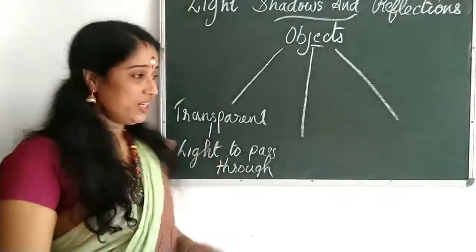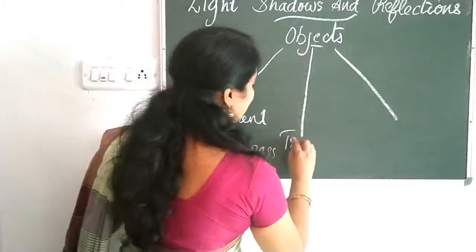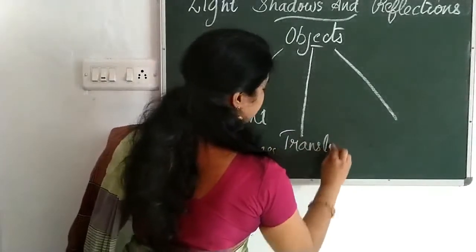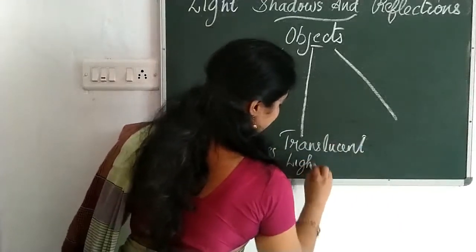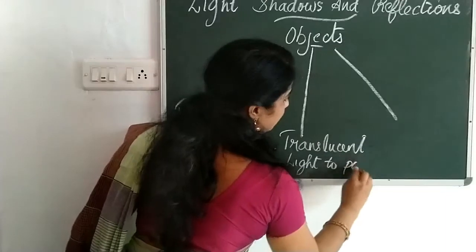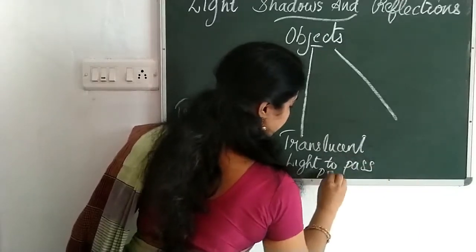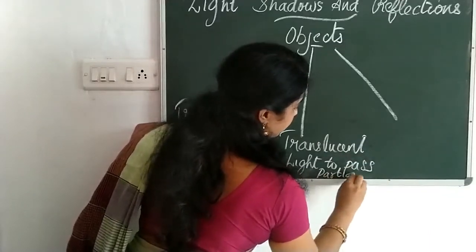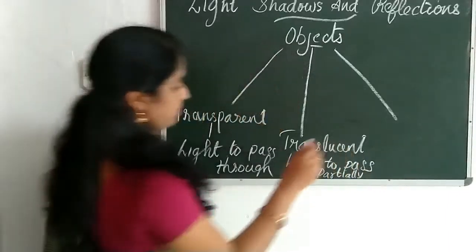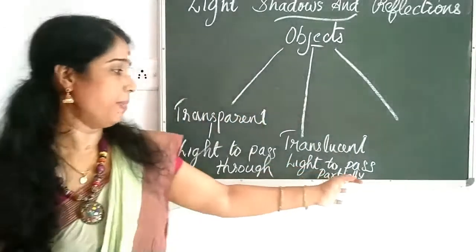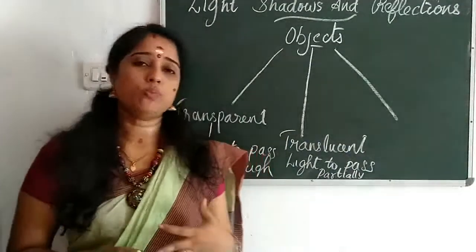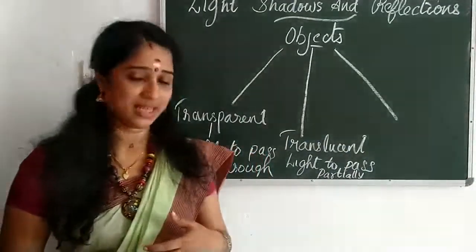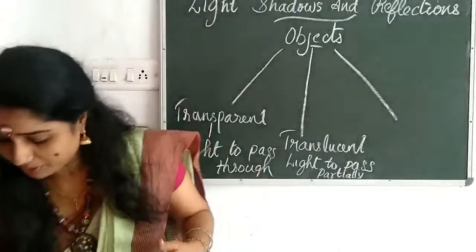Such objects are known as translucent. They allow light to pass through partially only. Some amount of light is allowed to pass through them. Such objects are known as what? Translucent. So I will show you another example.